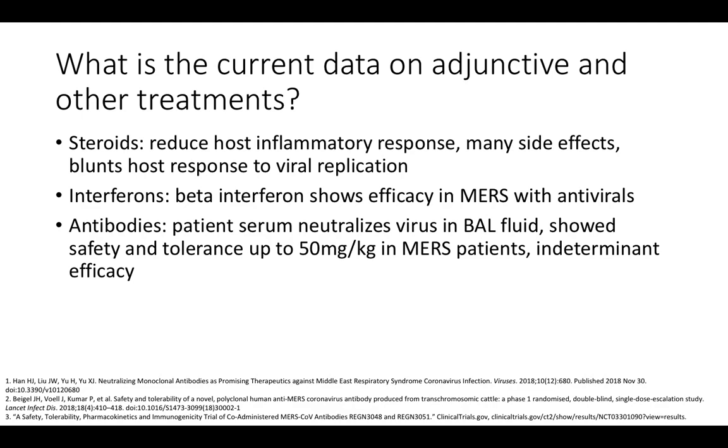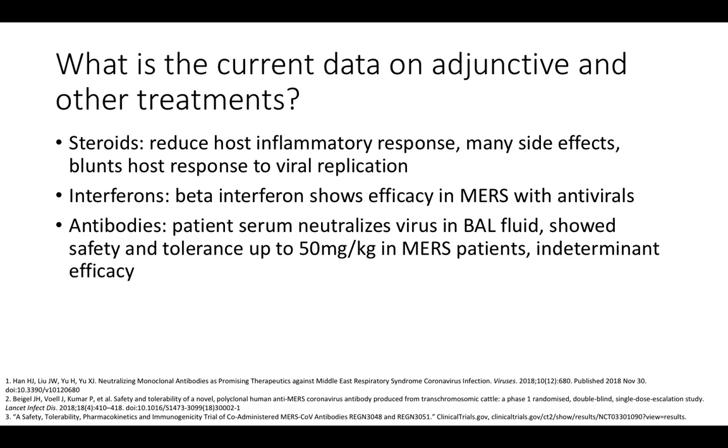Interferons: there have been studies on other coronavirus infections, namely MERS, with alpha and beta interferons. Alpha interferon showed no efficacy in prior coronavirus data. Beta interferons showed efficacy in MERS in combination with other antivirals. So it was effective when used as an adjunctive treatment along with other antiviral medications.